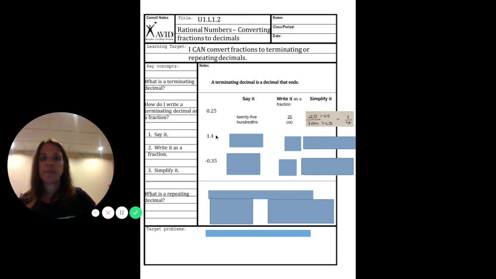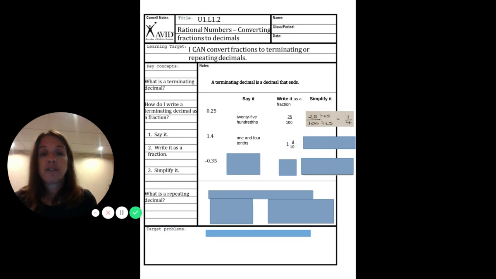Let's do another. The second example has a whole in front of our decimal. So we read that as 1 and 4/10. The 1 is the whole part. It has nothing to do with the fraction. 4/10 is what we're focusing on. So that's 4 over 10. So we have 1 and 4/10. Our fraction is actually a mixed number because of that whole part.